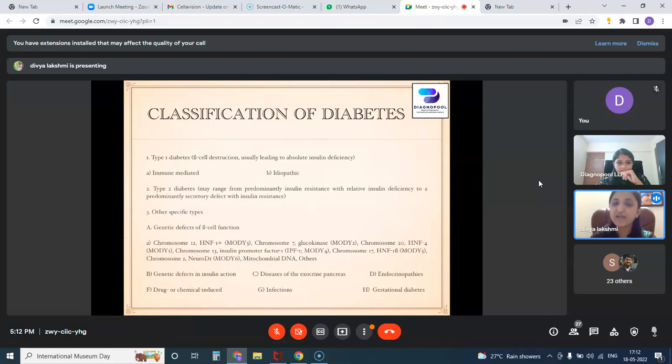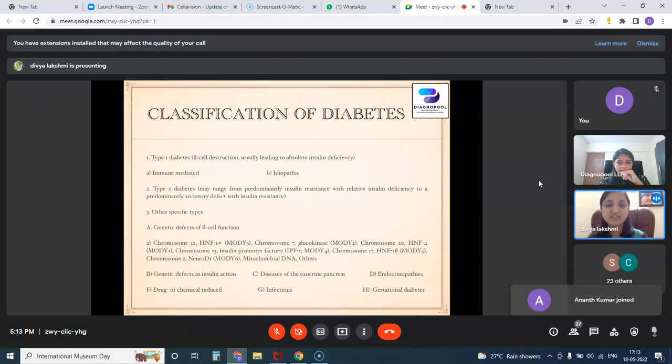There are other types of diabetes also, like maturity onset diabetes in young individuals, or genetic defect in insulin action, or some diseases of the exocrine pancreas, or endocrinopathies like acromegaly and Cushing syndrome. In all these conditions, or when there is some disease in the pancreas, insulin cannot be produced. Even then, it can produce diabetes. But exact identification of which type of diabetes is very essential for the further treatment.